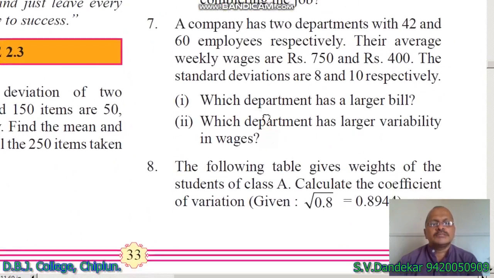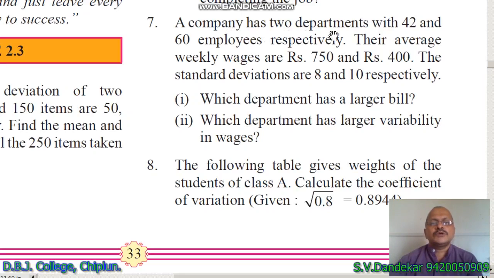Question number 7. A company has two departments with 42 and 60 employees respectively. Their average weekly wages are 750 and 400. The standard deviations are 8 and 10 respectively. Which department has larger bill? Which department has larger variability in wages? Now CV, whose CV is greater, that department has larger variability in wages.